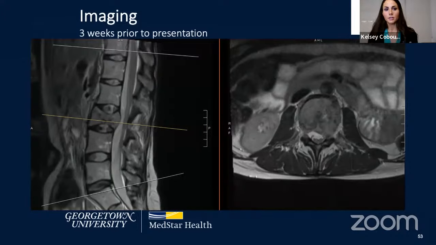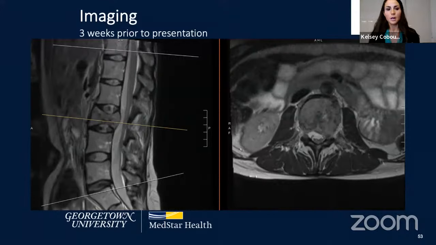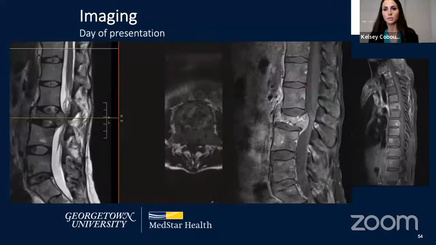On exam, she had mild proximal weakness, 4 out of 5, and then decreased sensation in the L3 distribution on the left side. So initially, this was her imaging from 3 weeks prior to this presentation. So you can see on her sagittal and axial MRI that she has a pathologic fracture at L3 with only a mild retropulsion and pretty well-maintained lumbar lordosis.